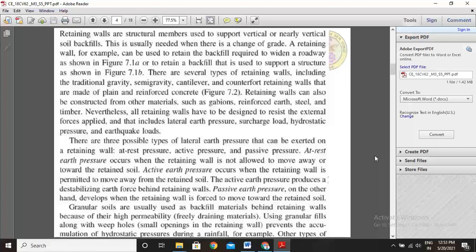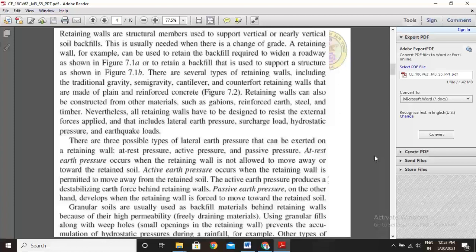And active earth pressure is defined as the pressure that occurs when the retaining wall is permitted to move away from the retained soil. See, this is a very important sentence. Active earth pressure occurs when the retaining wall is permitted to move away from the retained soil or backfill.